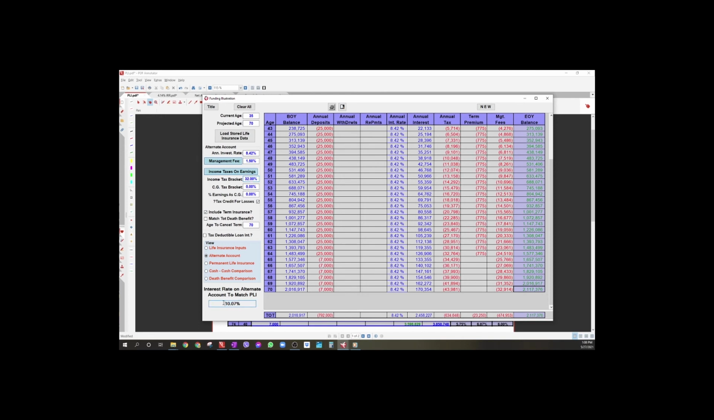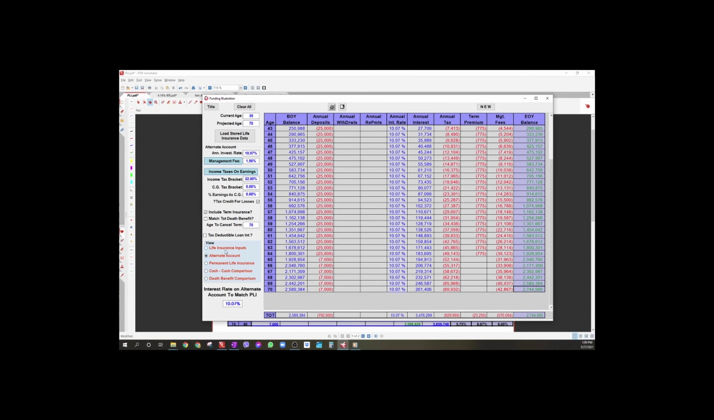Suppose you were to take this money and place it into an alternative investment with a management fee. Now, the internal rate of return of our alternative account has to be 10.07% to match our cash value life insurance values. What that means is that you would have to earn 10.07% in your alternative investment every single year to reach the value in the life insurance policy of $2.7 million of cash. Not an easy challenge, but we're not done yet.